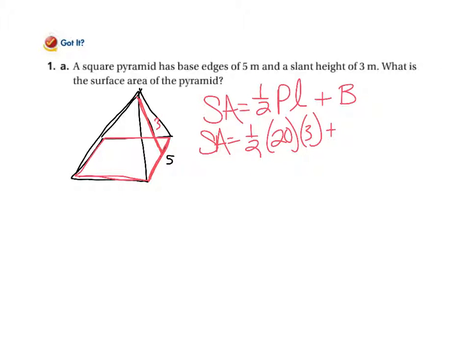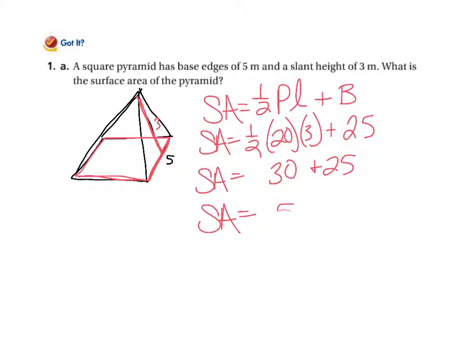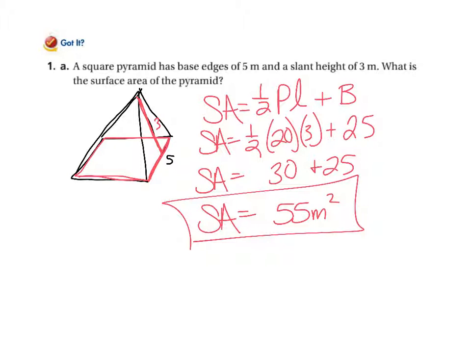This is just a square. I would just do base times height. 5 times 5 is 25. All right, I think we can do this one in our head. No calculator needed. 1/2 of 20 is 10, times 3 is 30, and 30 plus 25 is 55 meters squared.